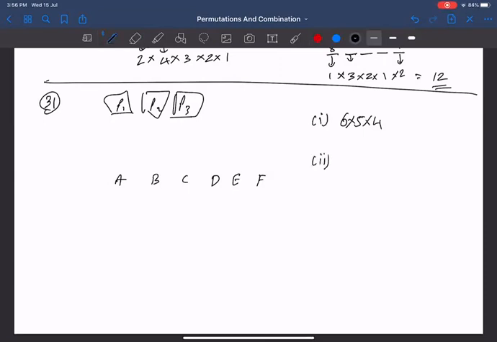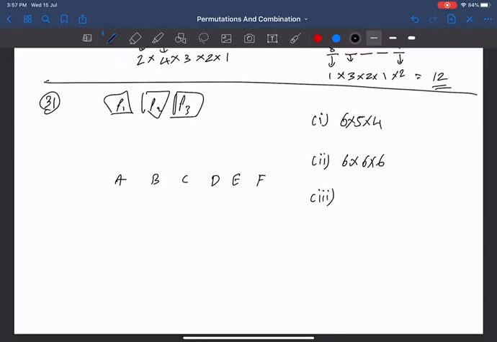Let's see the next one. There is no restriction on the number of prizes for any boys. So pehle wale ko 6, second wale ko 6, third wale ko 6. Ekdum clear hai sab log? There is no restriction on the number of prizes.